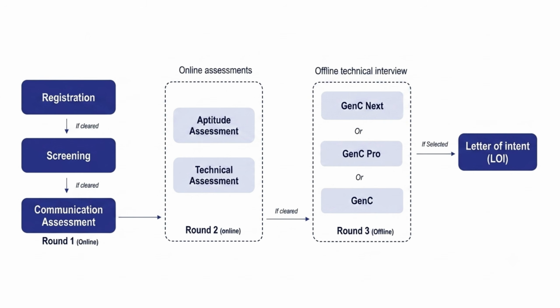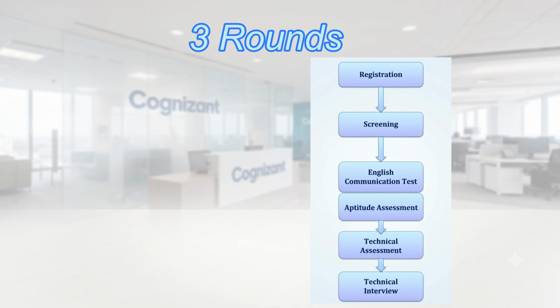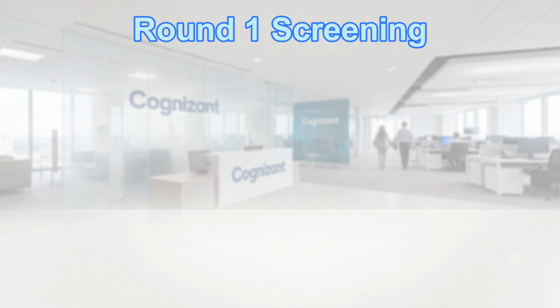actually don't know. As you can see on the screen, Cognizant has three rounds in their hiring process. First is a screening round, second is the assessment round, and the final one is technical interview. Now let's understand each round one by one. Let's begin with the first round, screening.